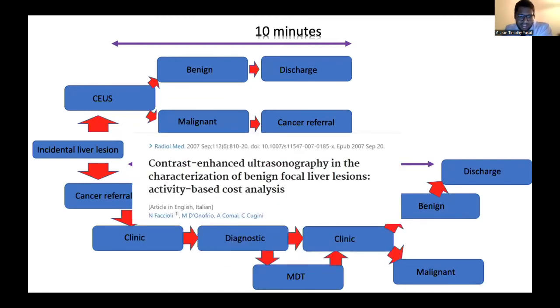Particularly because one of our colleagues in Italy did this study where they looked at benign focal liver lesions and a cost-based analysis. Out of their 400 odd patients, around 40% were the so-called pseudo lesions, the focal fatty infiltration or sparing. These can all be spared in MRI or CT.